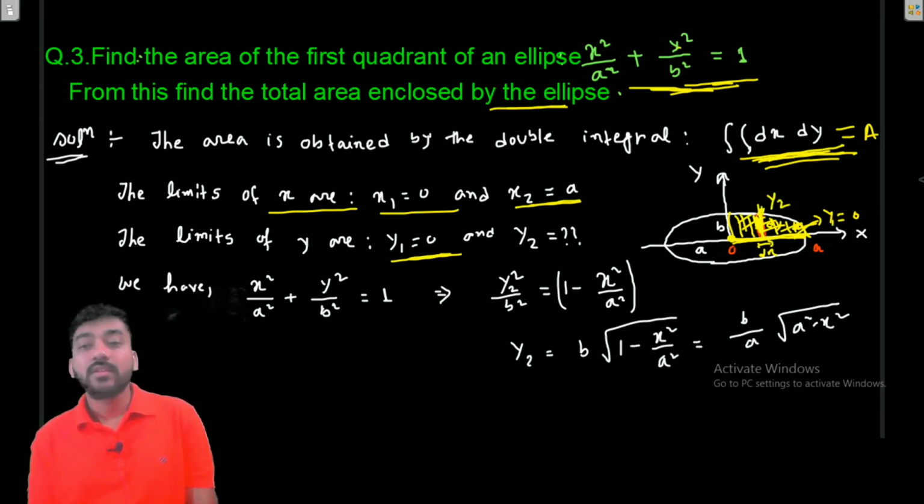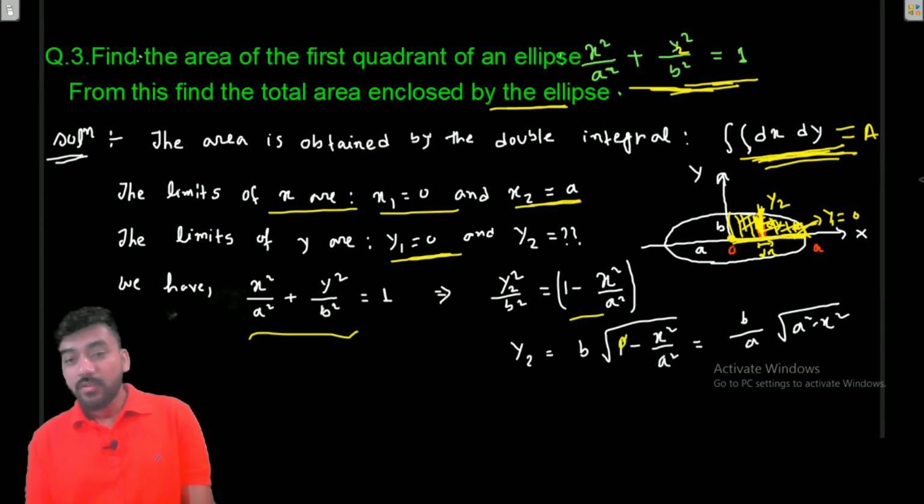This is y1, and that will be y2. To find y2 from the equation x square by a square plus y square by b square is equal to 1, it implies y square by b square is equal to 1 minus x square by a square. So y2 will be b root of 1 minus x square by a square, which is (a square minus x square) by a square under the root, so it comes out as b by a root a square minus x square. This will be y2. So now you integrate for x from 0 to a, and for y from 0 to b by a root a square minus x square.